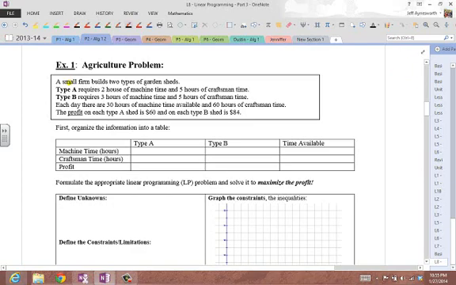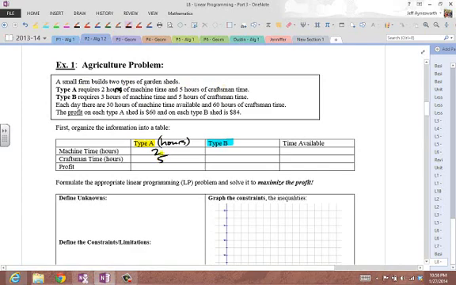So check this out. A small firm or company builds 2 types of garden sheds. We're going to call them Type A and Type B. Type A requires 2 hours of machine time and 5 hours of craftsman time. Let's take this and organize this in the form of a table. We've got Type A here, and we've got Type B here. Now it says Type A requires 2 hours. This should be hours, okay? Typo there. 2 hours of machine time and 5 hours of craftsman time.